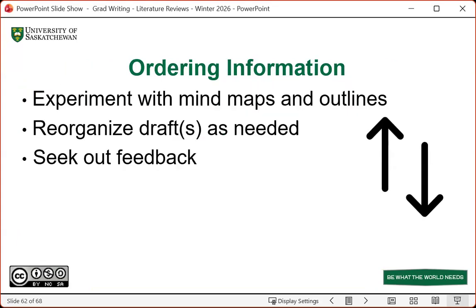So once you're working with a mind map, once you're working with an outline, you can move things around. Even as you're writing your first, second, third drafts, you can reorganize information. It's very useful to get feedback in the early stages of writing, once you've worked on a first draft. Getting someone else's perspective can be so valuable for understanding what a reader actually needs from you.